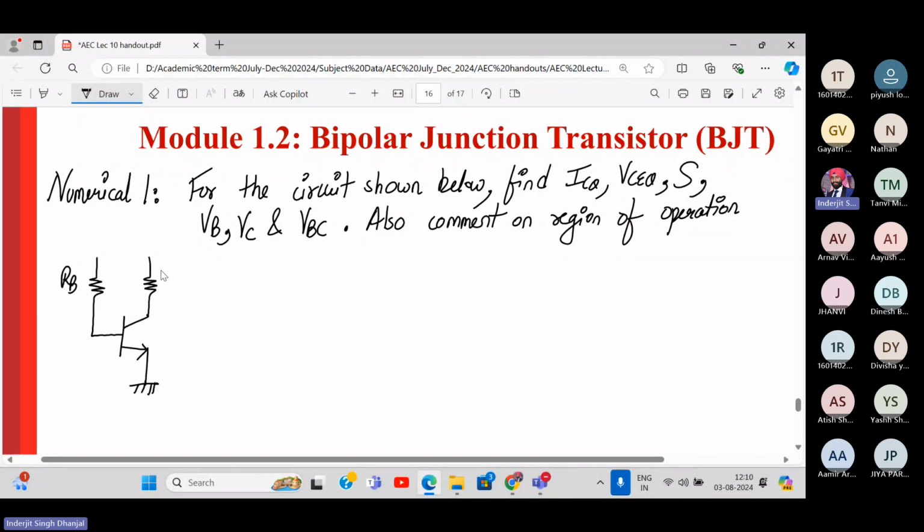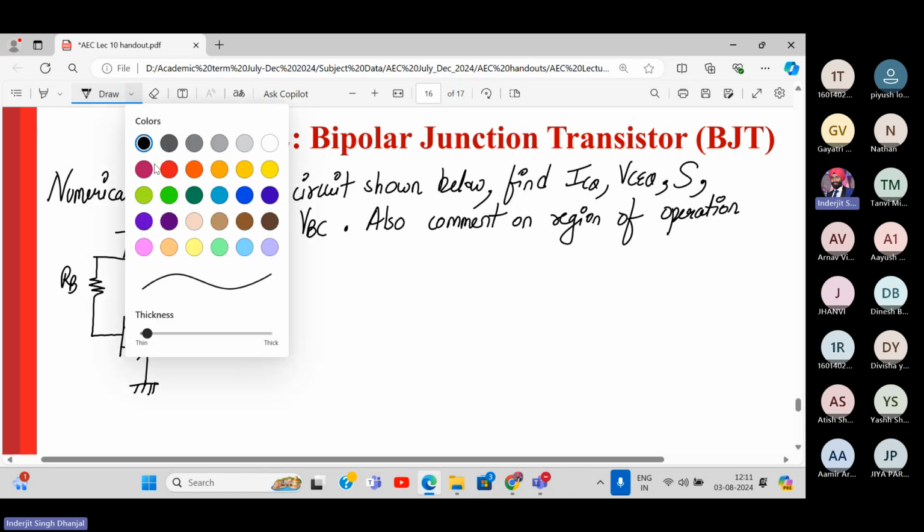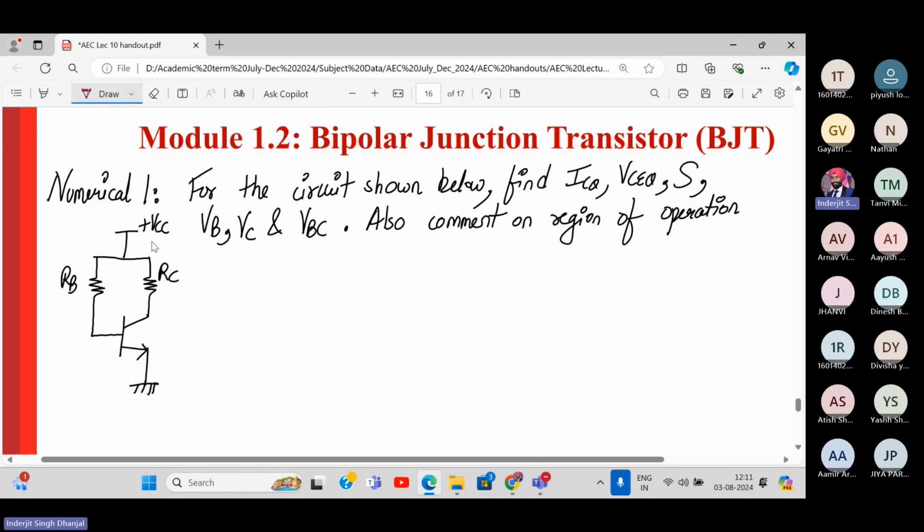This is RB, this is RC, plus VCC. Now the values given are: VCC is around 10 volt, RC value is 3 kilo ohm, RB value is 500 kilo ohm. All right.